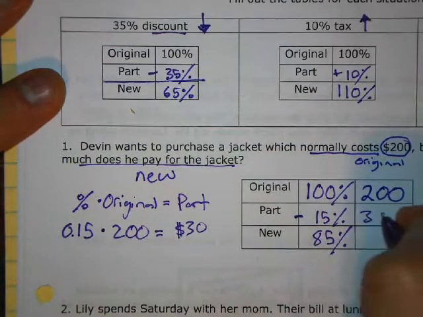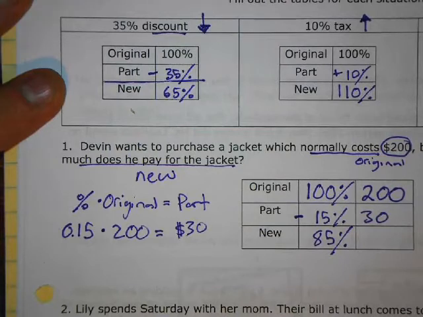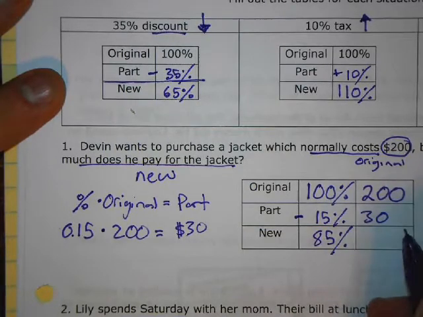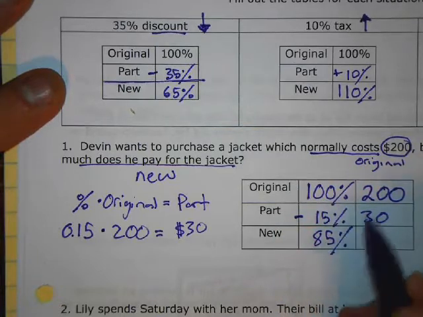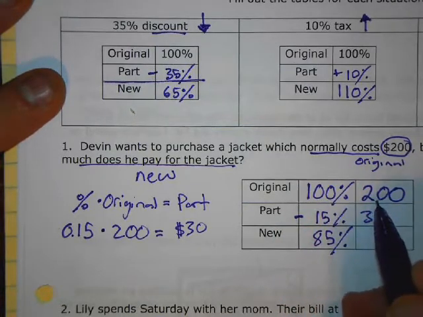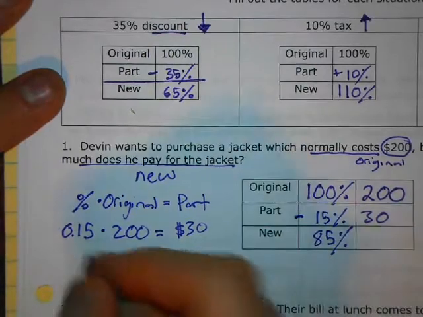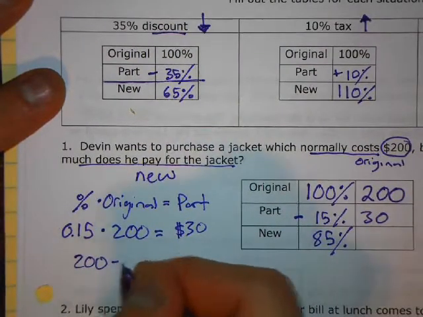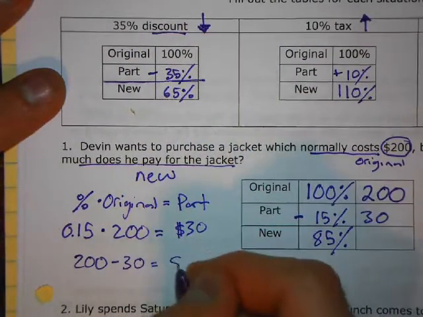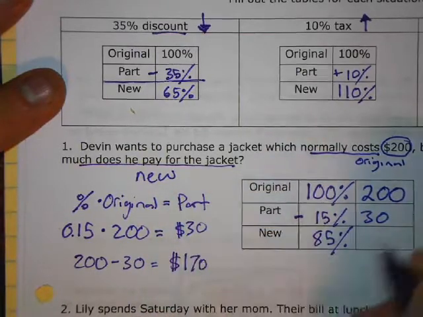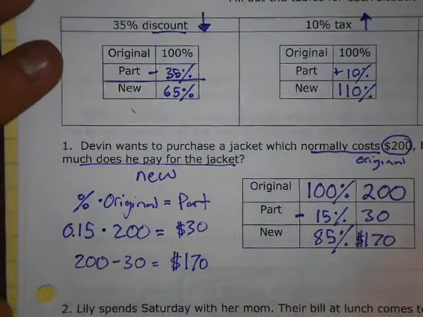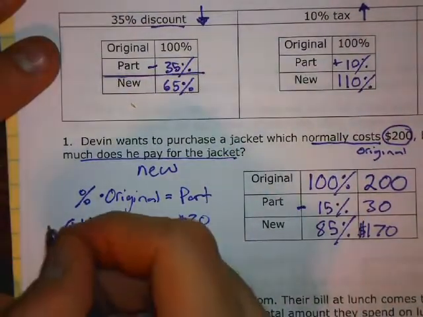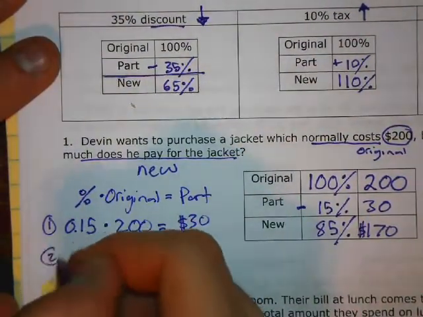30 is not our final answer because we need the new. So just like we subtracted 15 from 100 to get this, we need to subtract 30 from 200 to get this. So 200 minus 30 is $170. And that's the cost. Now this way works well. You have to do it in 2 steps.